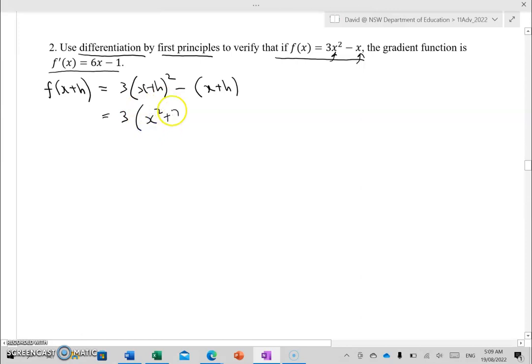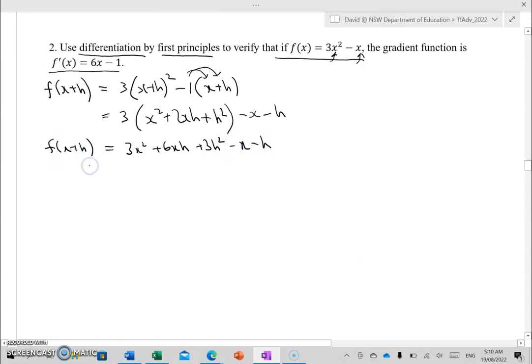So that'll be square the first, twice the product, so 2xh, plus square the last, so plus h squared. And I'm going to expand this bracket out. It's negative 1 times this, so the negative affects both. So negative x minus h. Okay. And now I'm going to expand this bracket out fully. So 3x squared plus 6xh plus 3h squared minus x minus h. So that's my f of x plus h.